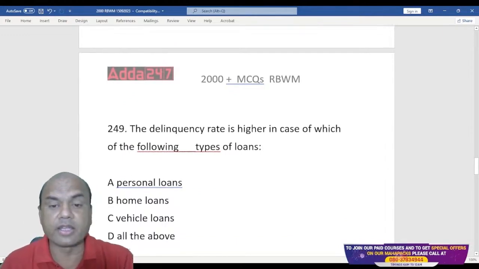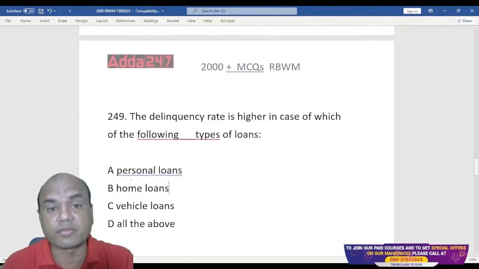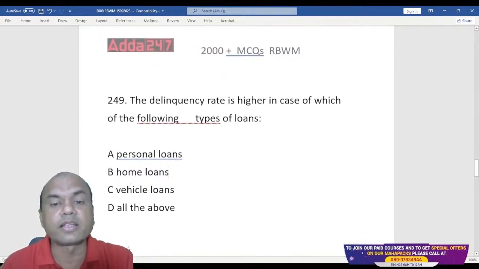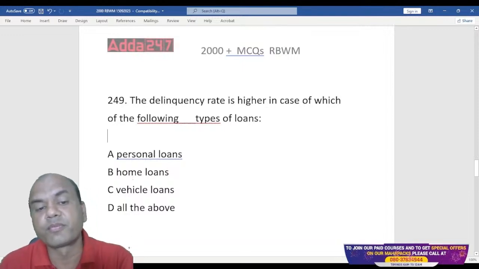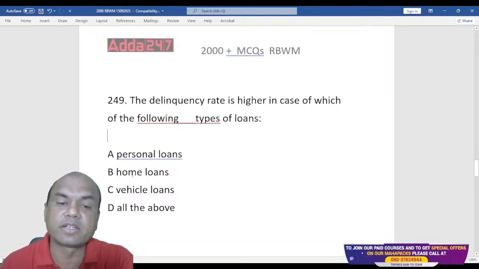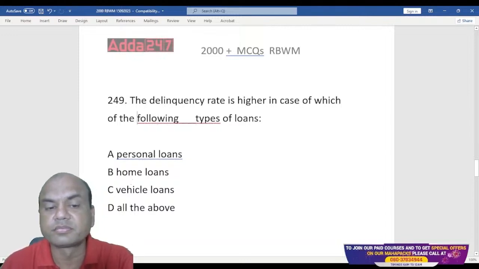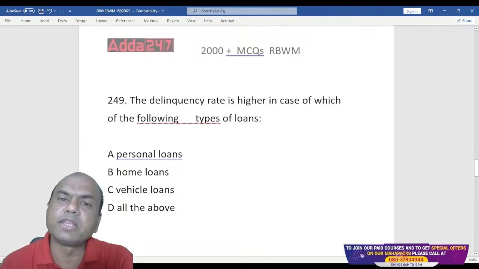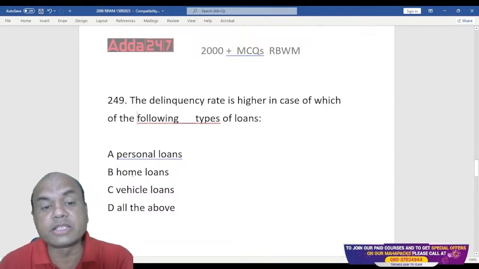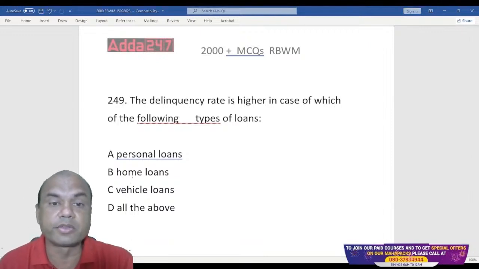The delinquency rate is higher in case of which type of loans? Delinquency means what? Failure, default. The default rate is higher in which type of loans? Personal, home loan, vehicle loan, and all of the above. Which type of loans will you find this default rate as higher? Where will the borrower be least concerned or least worried about the loans, in which of them?